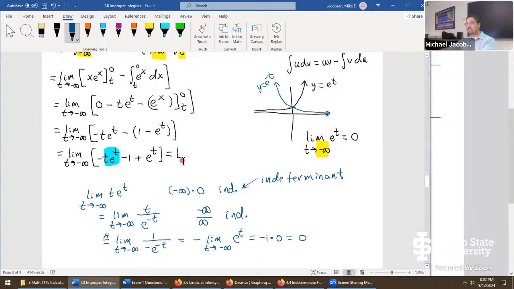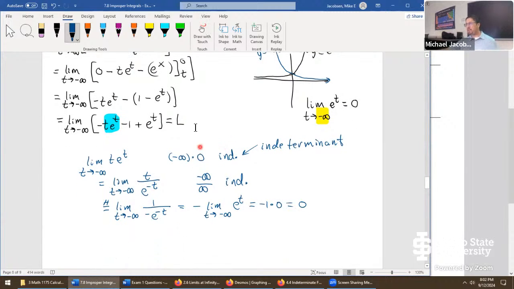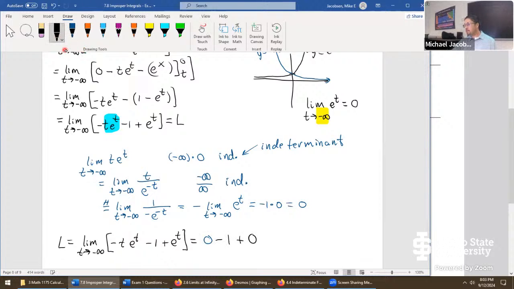So we're finally ready to satisfy everything on here. If you have to break a problem in the middle like we did, introducing an extra symbol is a good way to just tie the loose ends together. We can now say L equals the limit as t goes to negative infinity of negative t e to the t minus 1 plus e to the t. And this turns into 0 on the first one, minus 1 plus 0 on the second one. So the whole thing equals negative 1.